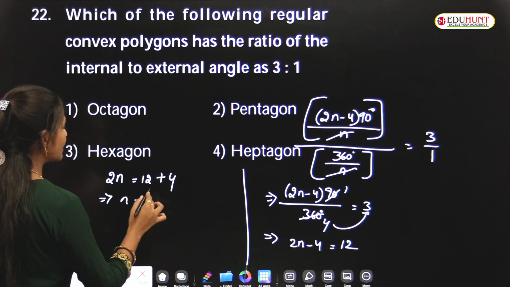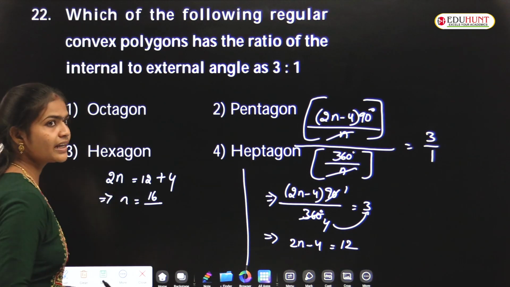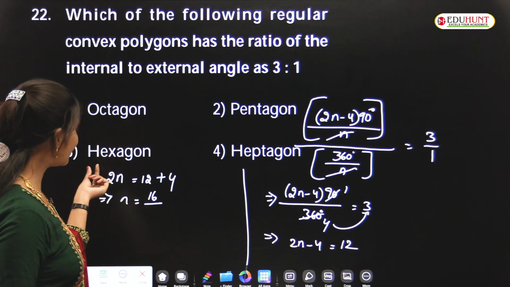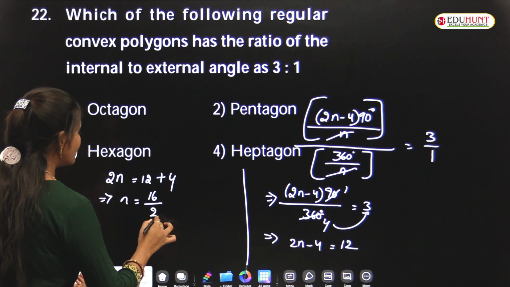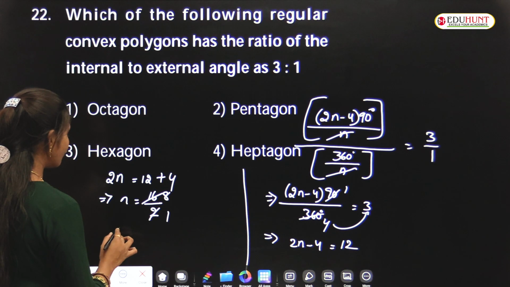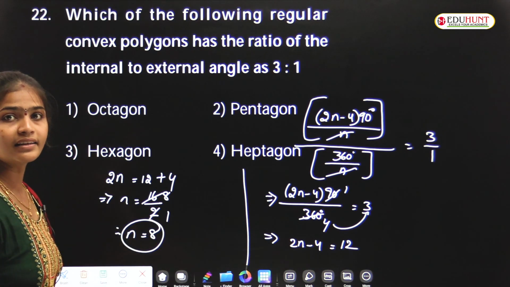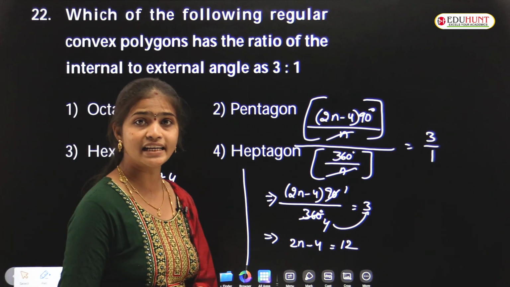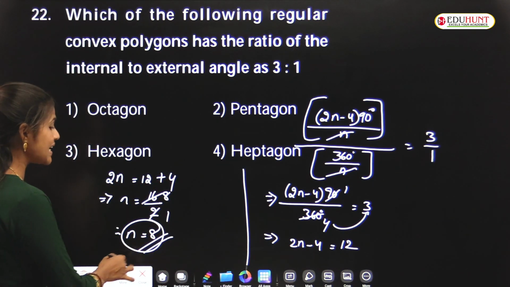So here 2n is equal to 12 plus 4, which is 16, and here 2 and n both are in multiplication, right? So that one becomes a division. So 2 ones are 2, 2 eights are 16. Therefore n is equal to 8. Now here we got the number of sides of that given regular figure. That is, the number of sides is equal to 8 sides.